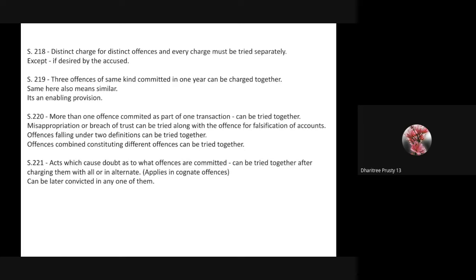Suppose, for example, I'll give you an example to make it clear, there is an allegation that a stolen property has been recovered from X. So either he has committed theft, or he has received the stolen property, or he has helped someone in obtaining the stolen property, whatever the case may be. So these are analogous offenses. In such cases, because there is a doubt as to which offense is actually committed, such offenses can be tried together, and the accused can later be convicted in any one of them as the case may be.